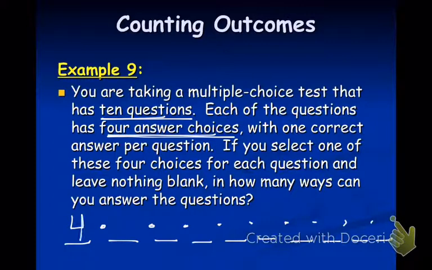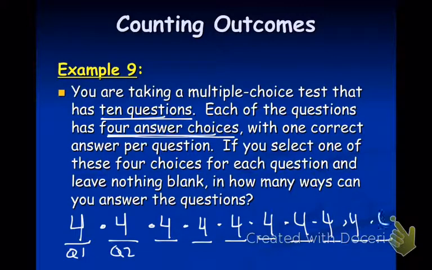So you have 4 options for question 1. You have 4 options for question 2. 4 options for 3, for 4, for 5, for 6, 7, 8, 9, and all the way to question number 10. So we're really multiplying. I'm going to put at the top 4 to the power of 10. So I'm going to see what is 4 to the power of 10. Type it in your calculator.